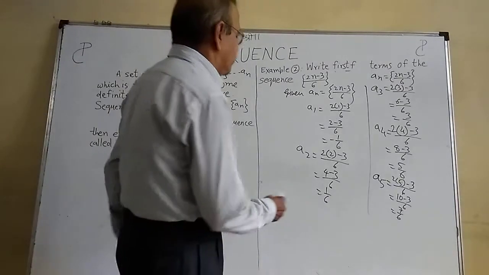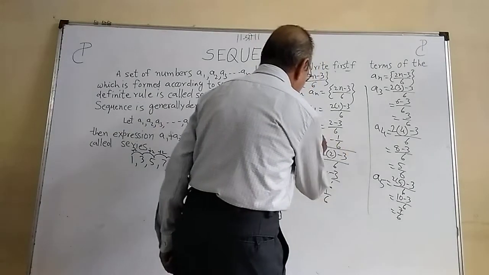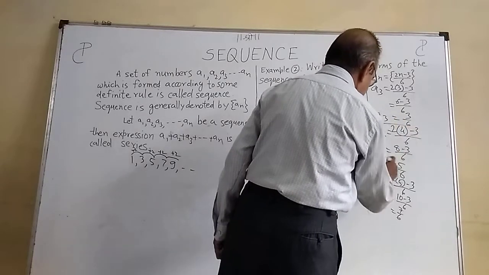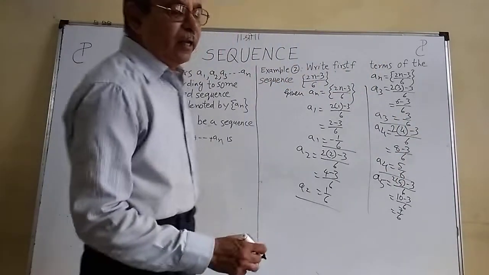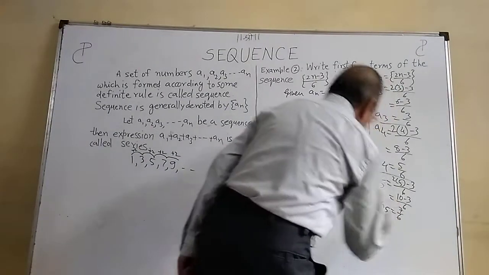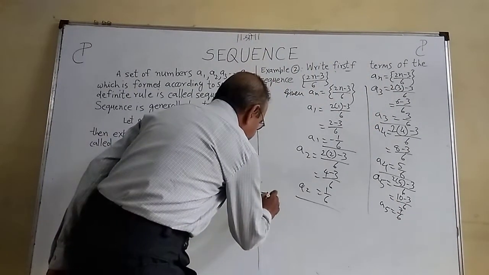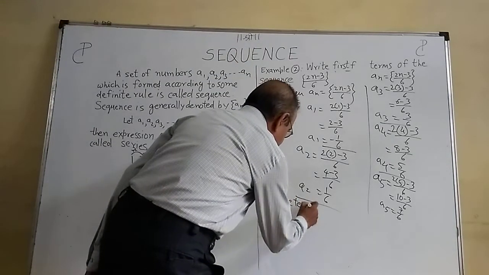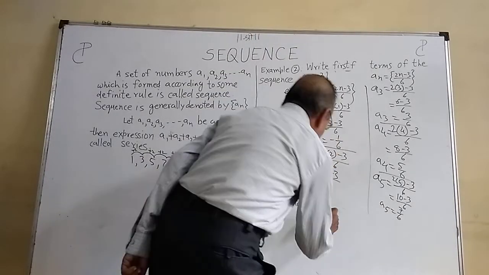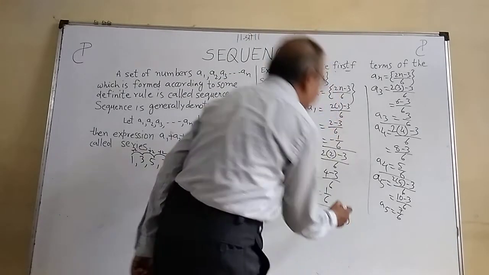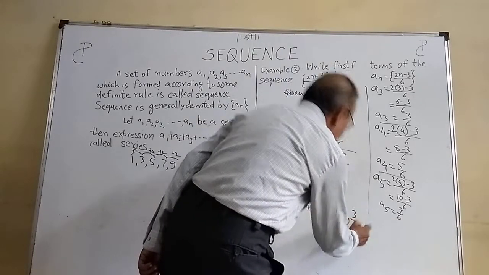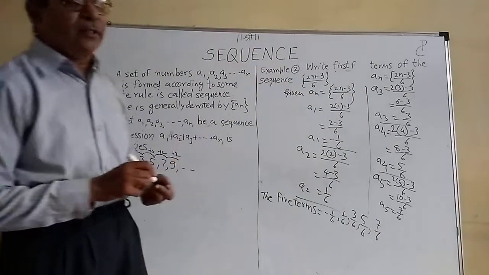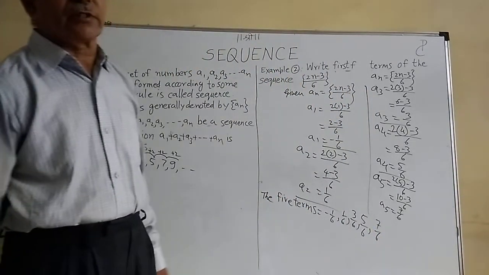These 5 terms we can write here. a1 is minus 1 by 6, a2 is 1 by 6, a3 is 3 by 6, a4 is 5 by 6, and a5 is 7 by 6. And therefore the 5 terms are minus 1 by 6, 1 by 6, 3 by 6, 5 by 6, and 7 by 6. This is your required 5 terms.